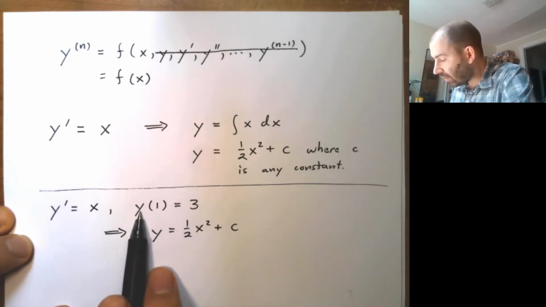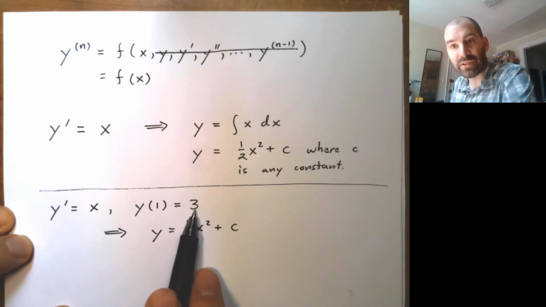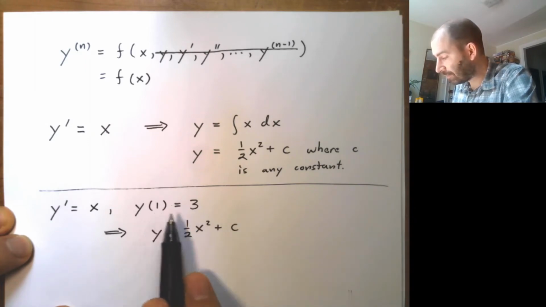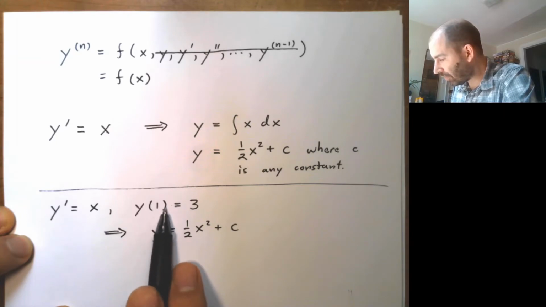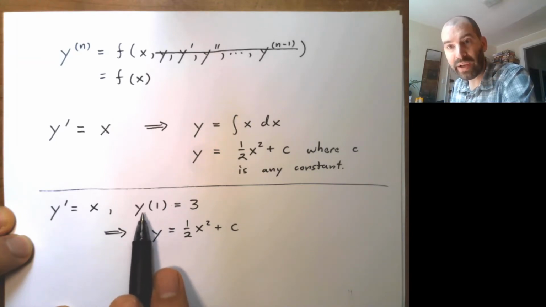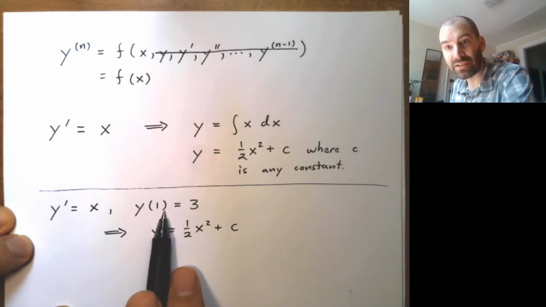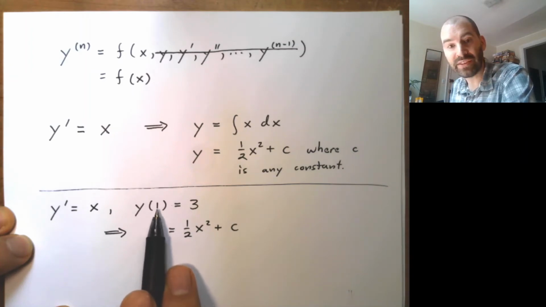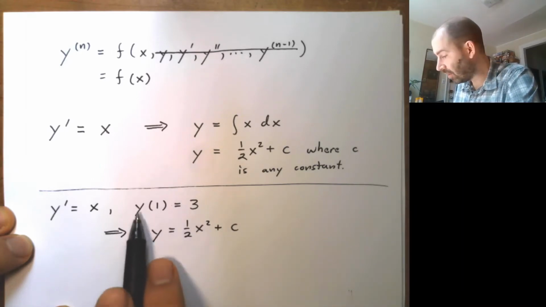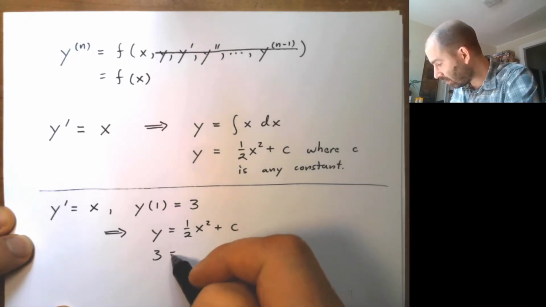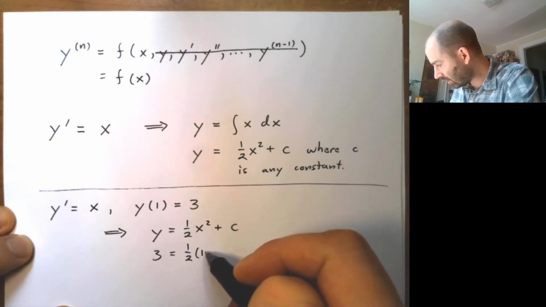But now we can use this additional information. What happens when we use this? Well, let me explain this notation. When I write a number in parentheses, I'm thinking of y as a function of x. So this is the value of x in here. When x is 1, y is 3. Well, let's just put that in here. y is 3 when x is 1.